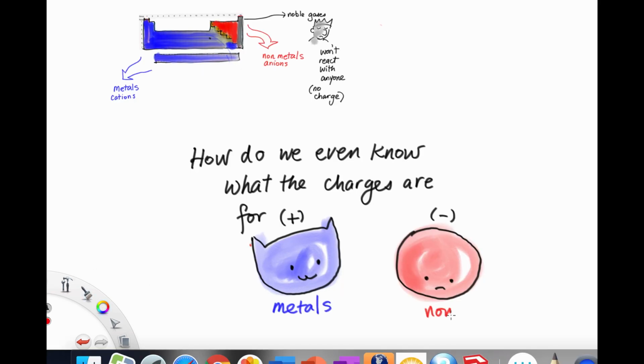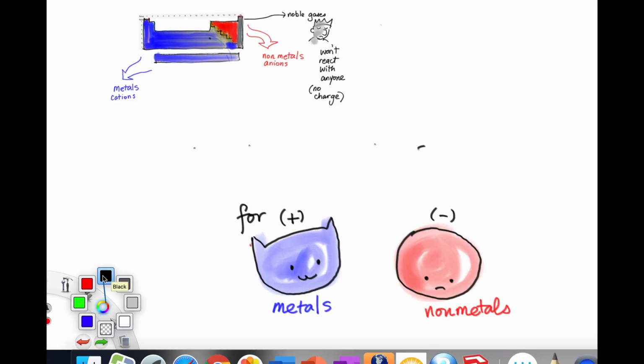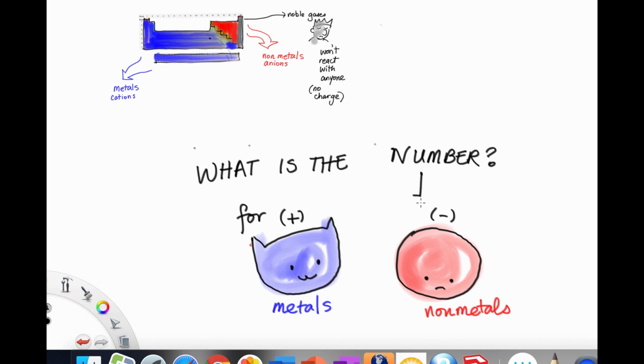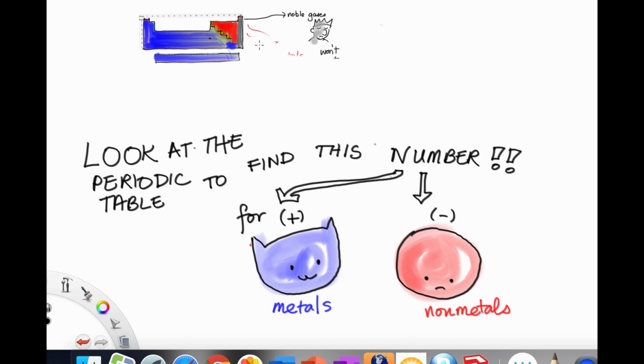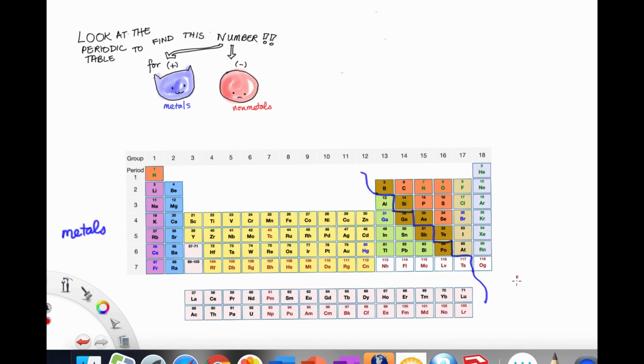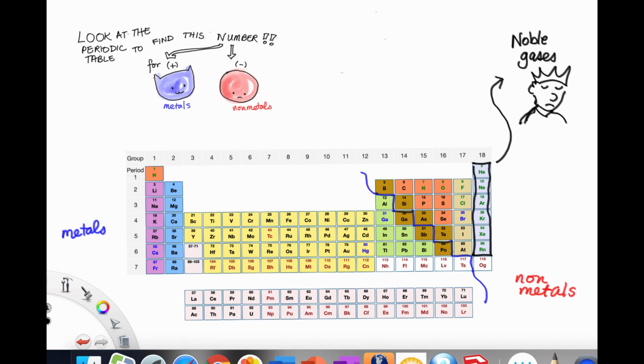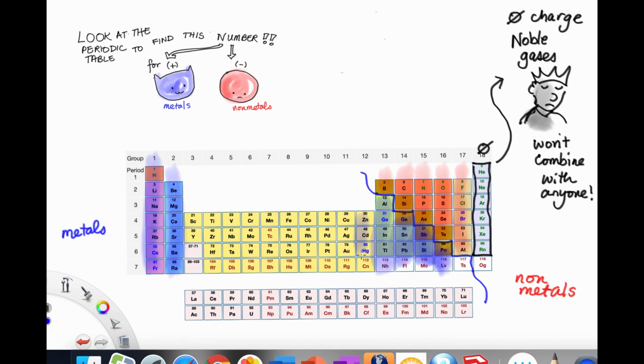Now how do we even know what the charges are for metals and nonmetals? What is this number? We actually can look at the periodic table to find this number. When you see the periodic table, you have the metals and the nonmetals and the noble gases. The noble gases are the only ones already with a 0 charge. That's why they won't combine with anyone.